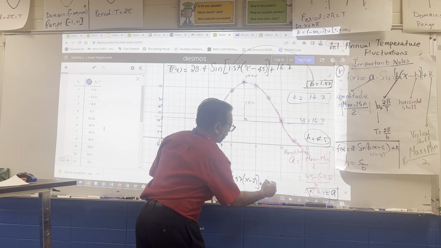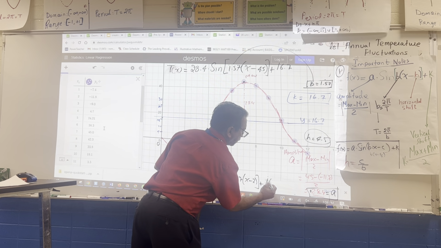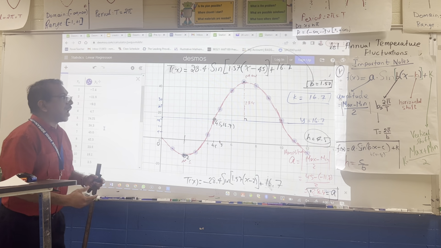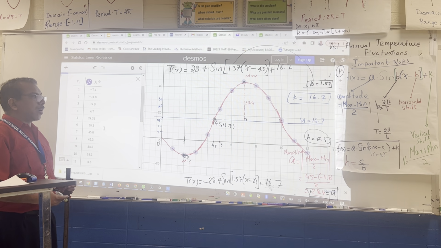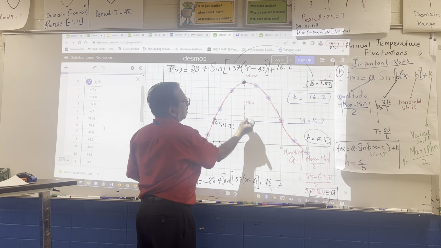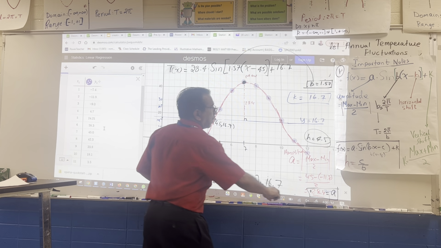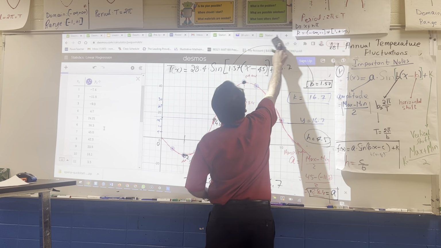So H is 16.7. There you go. So that could also be an answer. Or you could also start from this end. So if you start from this end, you have to think of what this is. That's 7, right? So we can also write this as another equation.